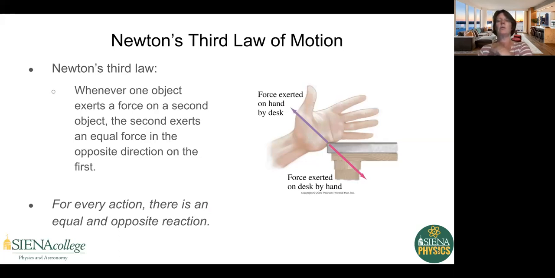To illustrate that here, we have our hand, and our hand is exerting a force on the desk, right? So we're pushing our hand down on the desk. And so that force of the hand on the desk is down and to the right, that pink arrow. But when we push on that desk with our hand, the desk is also exerting a force on our hand. And that force is up and to the left. So the hand on the desk is down and to the right, and the force of the desk on the hand is up and to the left. So they're equal and opposite.